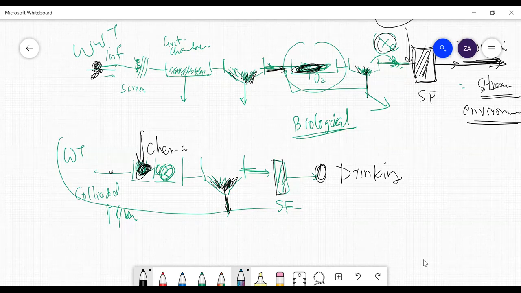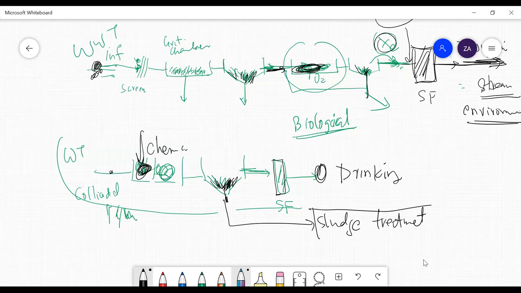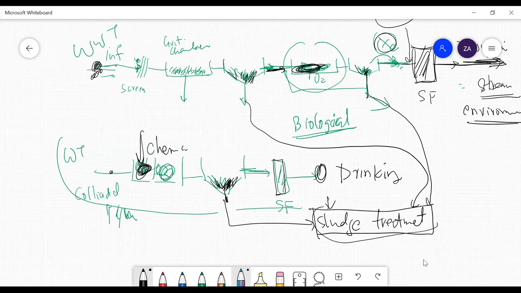This sludge can be sent to sludge treatment. And this sludge treatment can be a physical process, like adding more chemical to make it thicker, then using compress filtration, or it can be combined with this sludge which is just coming here, and then it can be biological treatment.